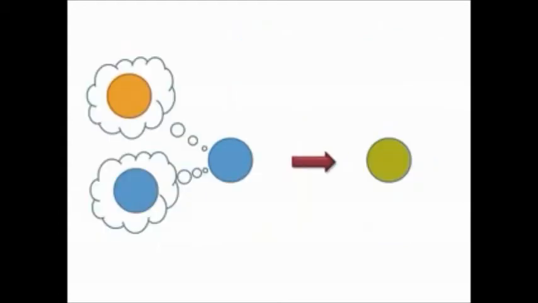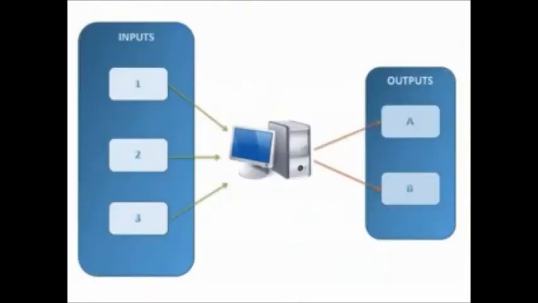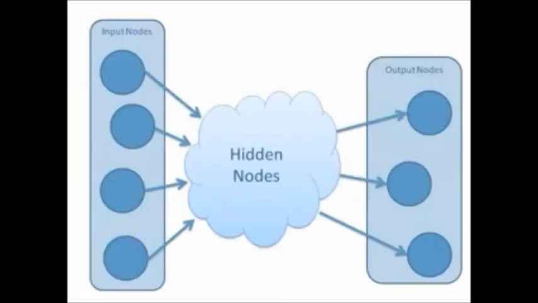Usually, though, the transfer function will return a value that is a combination of the node's current value and the trigger value. So using the connection weights and transfer functions, the neural network takes its inputs and produces outputs. This is the same task that a computer would do, but it's done in a way that is similar to the way neurons work. Since the input and output nodes are the ones that matter to us, we consider the nodes in the middle hidden nodes.